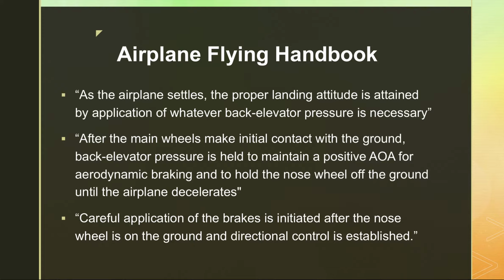And it helps slow the aircraft down because now you've got wings and elevators and the whole fuselage slowing the aircraft down. After the main wheels make contact, you're supposed to apply that back elevator pressure to maintain a positive angle of attack for aerodynamic braking, and to hold the nose wheel off the ground. Okay, this isn't me making this up. This is what the Airplane Flying Handbook says, because this is how they want you to do it.